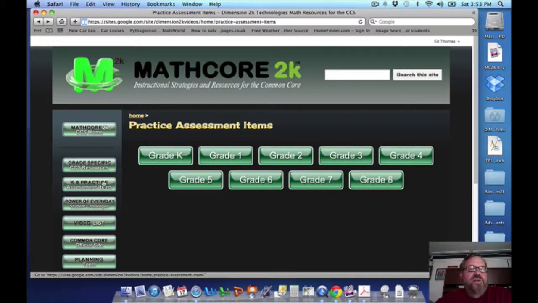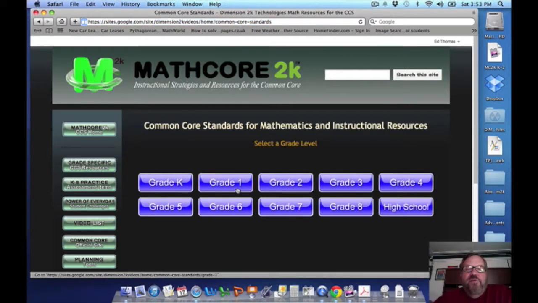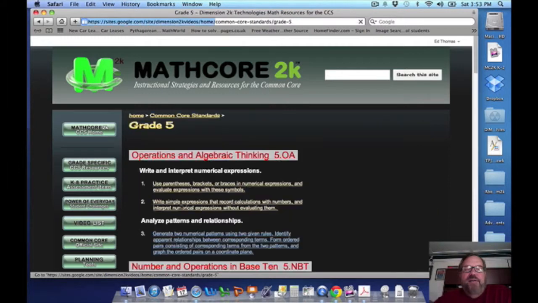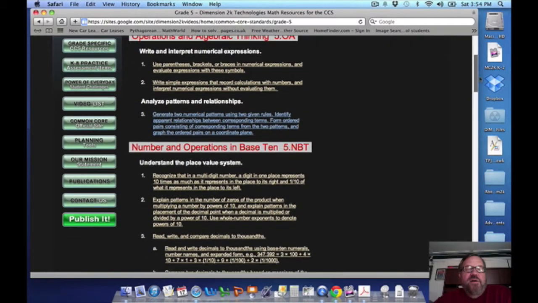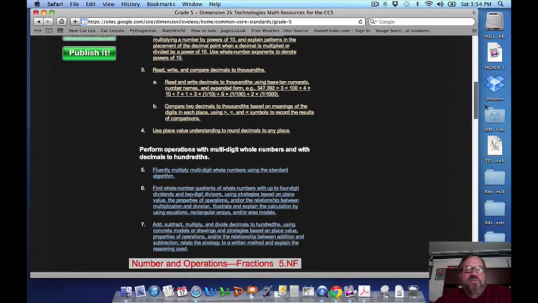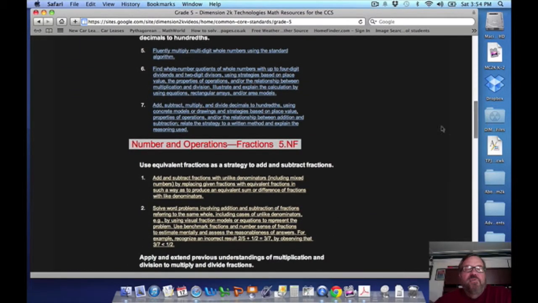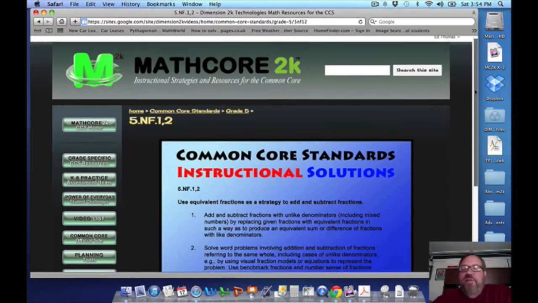Now I'd like to show you this button right here, the grade specific Common Core resources. And again, you get the grade level buttons. If I go to grade 5, these are the actual Common Core standards. And you can click on one of these and actually have access to a lot of nice resources. So I'm going to click on the one right here on add and subtract fractions. And notice all the resources that pop up for this.